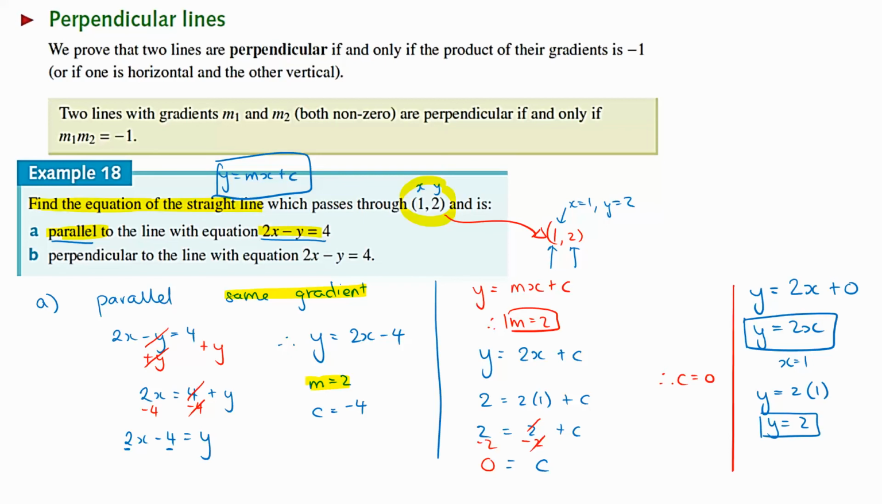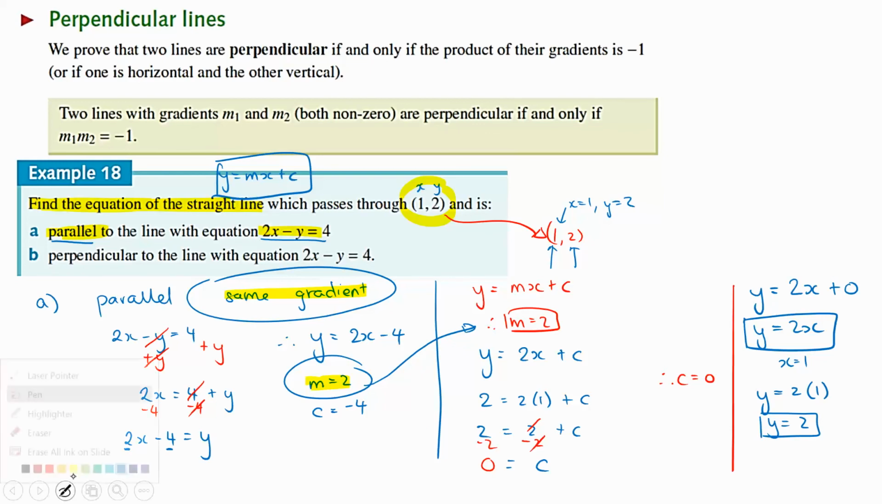Okay, that's example 18. So that's the only part that you're really doing for A. So A was to find if it's parallel. And the only information I used was same gradient. I used that same gradient and I went back to exercise 2C to answer the question. Now I'm going to do B, same thing, but now it's perpendicular.